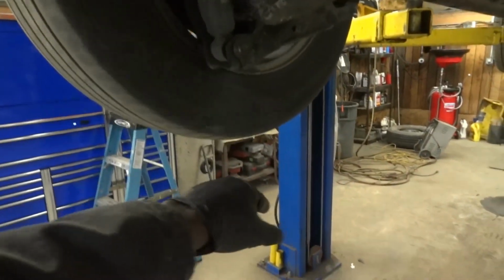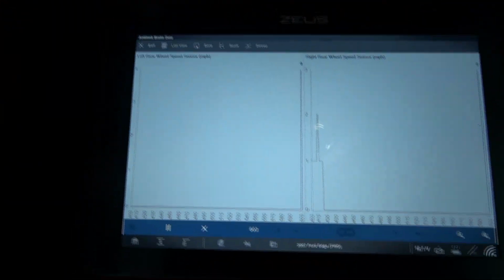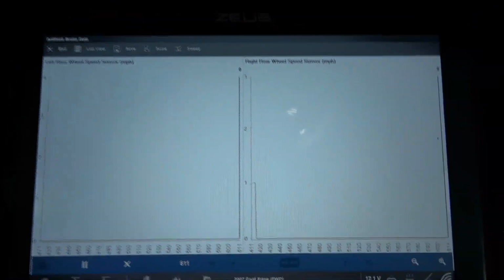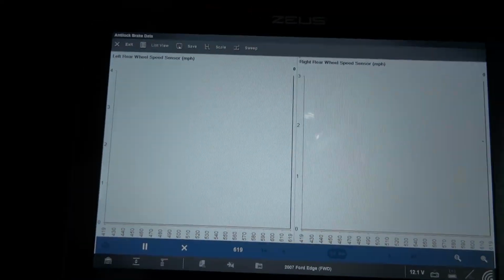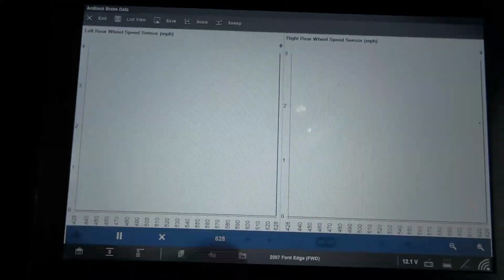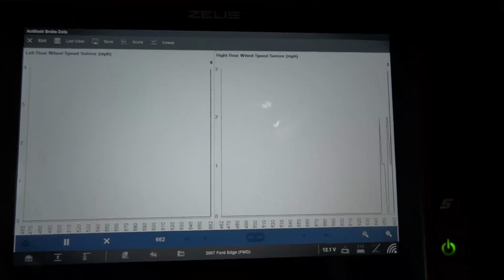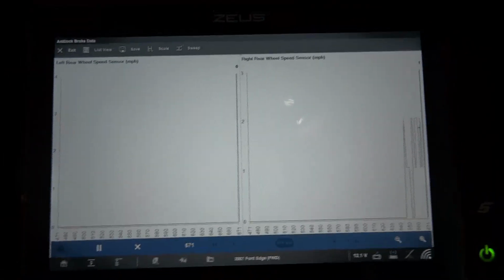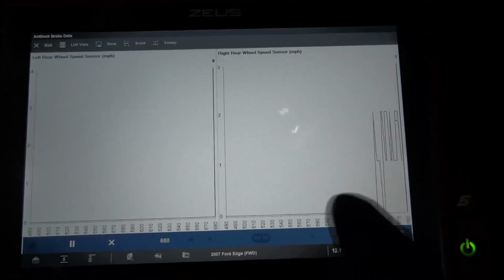So let's spin it. Now as I'm spinning it, I'm going to show you the scan tool. So I'm spinning it right now. As you can see, we don't have any activity on the left wheel. I'm going to spin the right side. So look at the right side now. I'm spinning the right side. We have some activity over here. So I'm going to spin the left wheel.